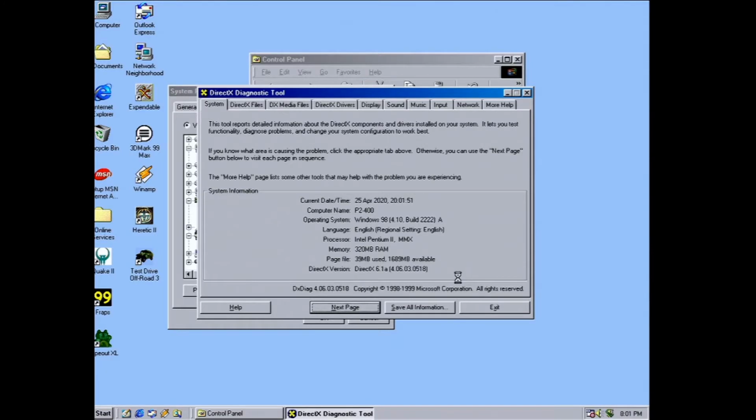Here is the DirectX version information. I'm using DirectX version 6.1a, which is fine as this card only supports DirectX 6 anyway.